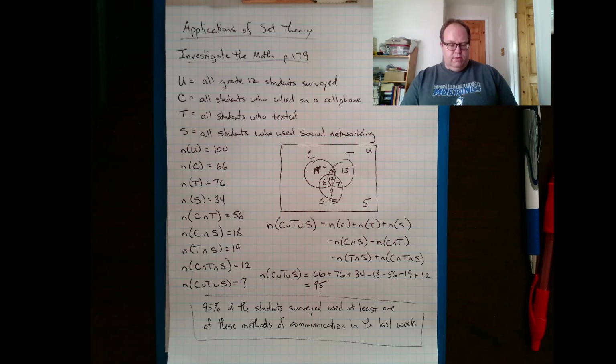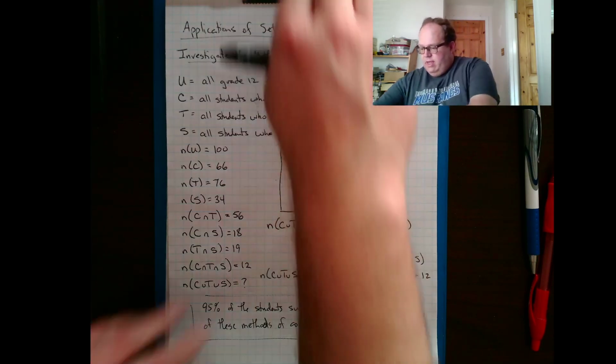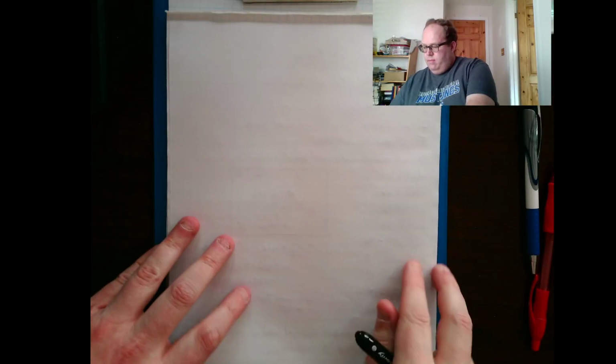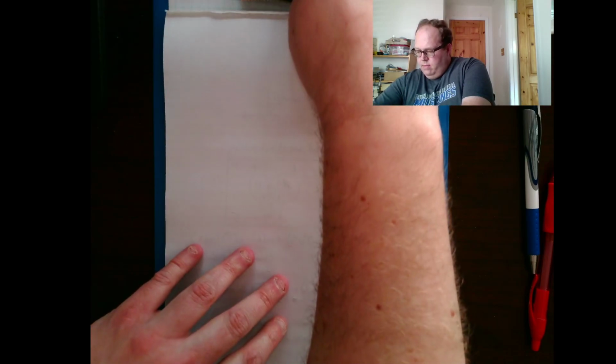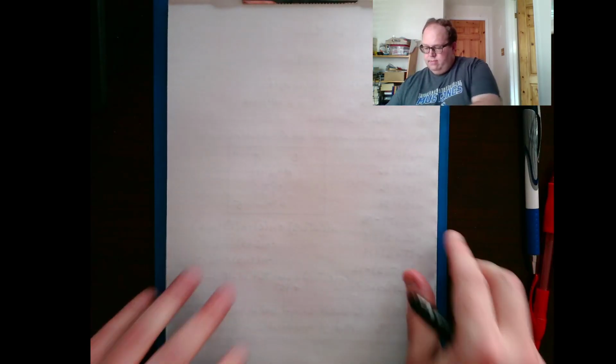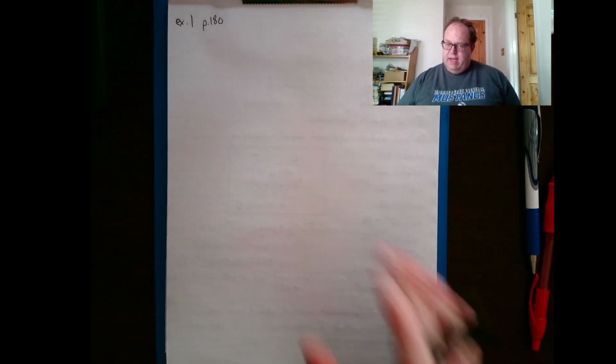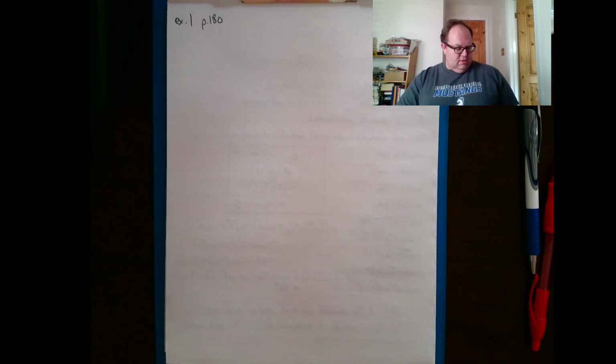Alright, I'm going to go into another example, similar sort of setup. This is example 1 on page 180, and we are discussing children who own pets. We're starting out with 28 children have a dog, a cat, or a bird. And that is the entire group of children that we're talking about.